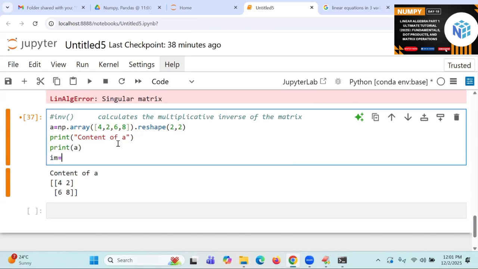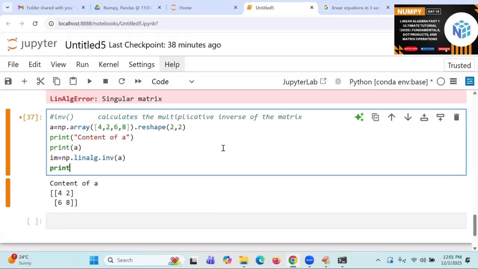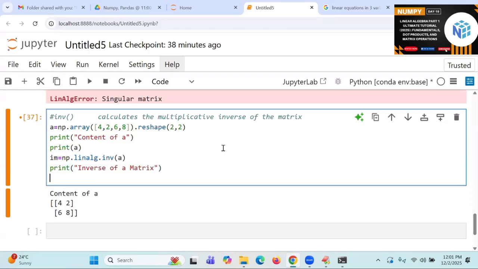Inverse matrix is equal to np.linalg.inv. Inverse of what? A. Now I will print the inverse of a matrix. So I'm going to get the inverse of a matrix. So print of what? Im.